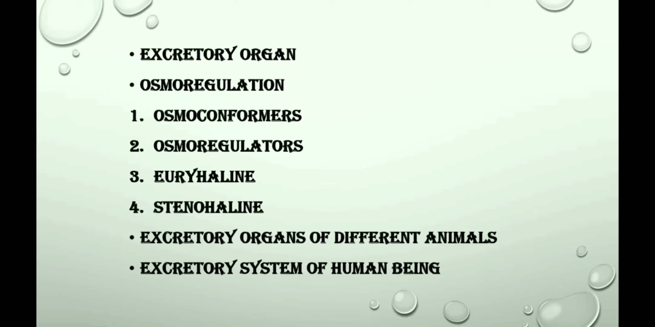Last time we studied about excretory organs and osmoregulation. In osmoregulation, we studied about osmoconformers, osmoregulators, euryhaline and stenohaline organisms. Then we studied about excretory organs present in different animals. And then we studied the details of the excretory system in human beings.